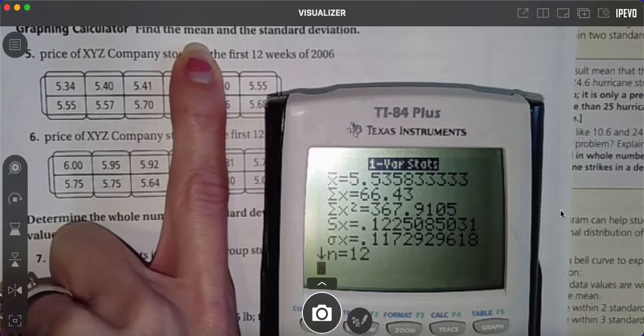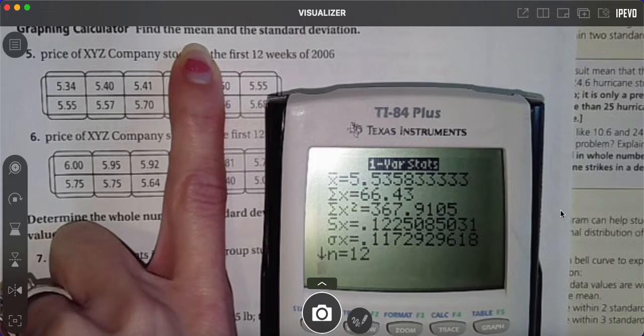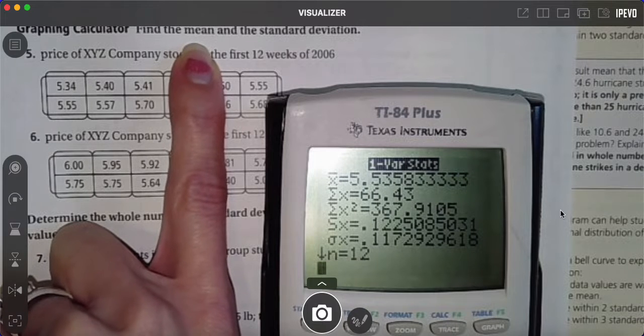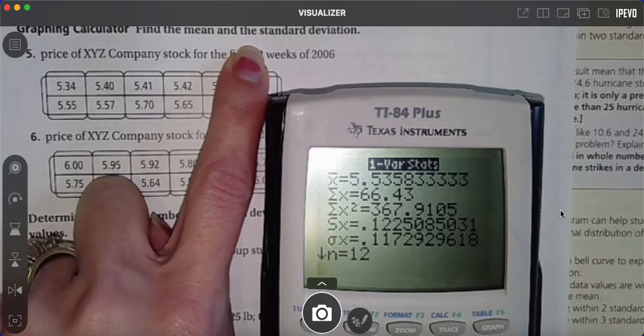Why do I have different numbers? Did y'all get the same number? Mine says 5.544166. Did you put in all the same numbers? You might have put one little number in wrong. Okay.